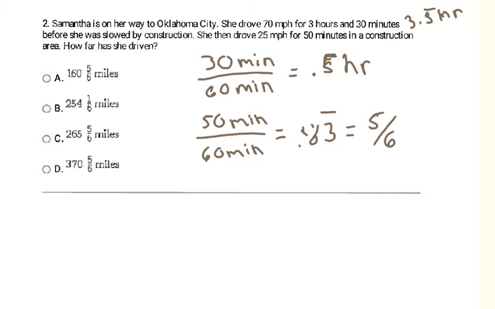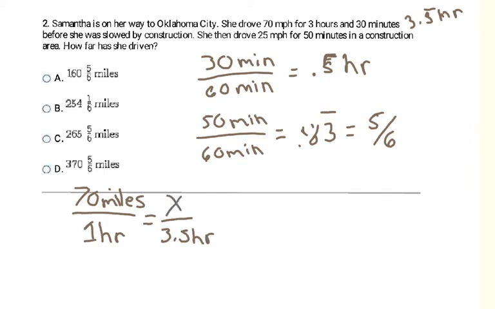For the first part, she's going 70 miles in 1 hour, and we decided she traveled 3.5 hours. So we want to know how far she drove in those 3.5 hours. That's how I'm going to set up my proportion. Once again, this is my ratio. I keep that together on one side. I keep miles on top and I keep hours on the bottom. I'm going to set up the next proportion the same way.